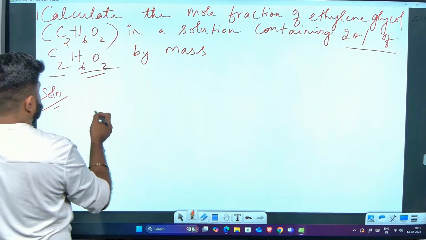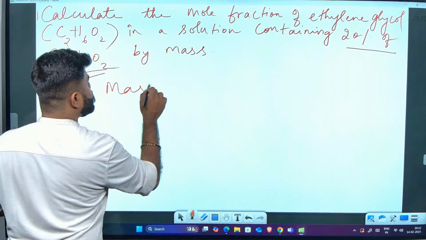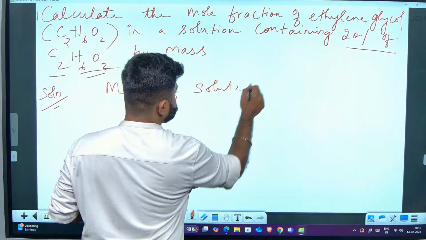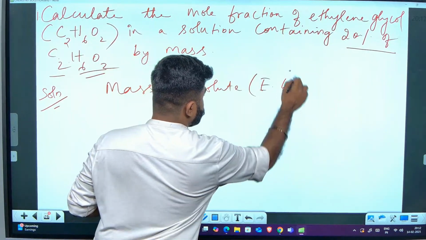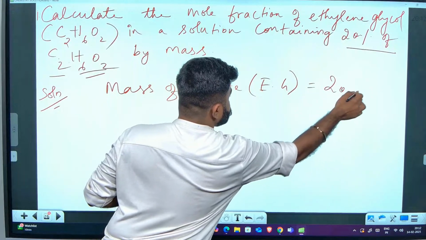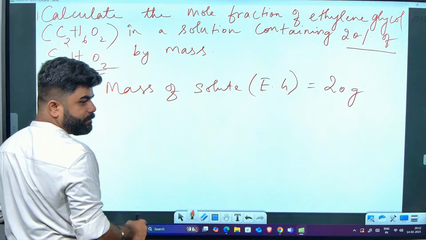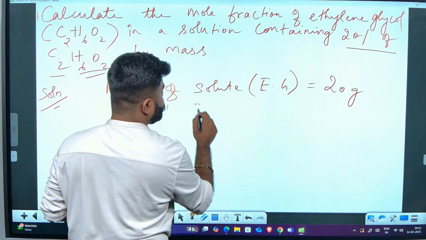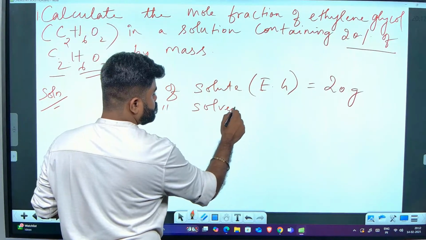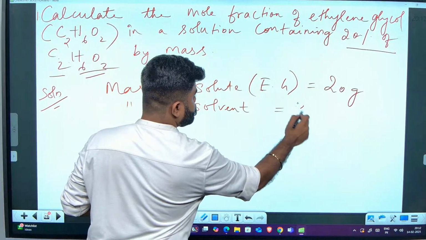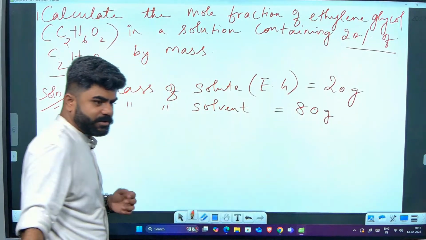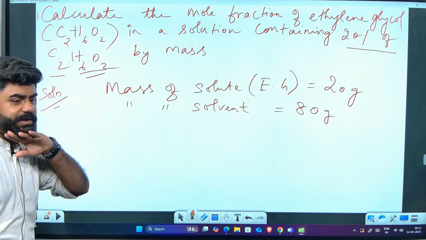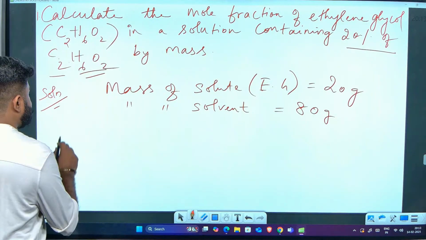Mass of solute, which is your ethylene glycol, how much is it? 20 gram. Then mass of solvent, how much is it? 80 gram. That is the meaning. Correct? Now you need to find the mole fraction of ethylene glycol.